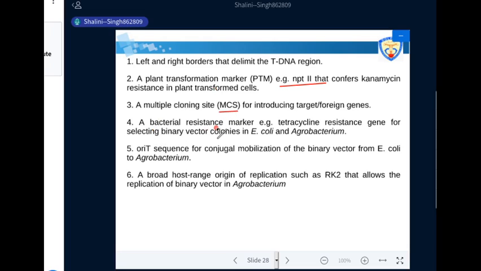A bacterial resistance marker, for example, tetracycline resistance gene, for selecting binary vector colonies in E. coli and Agrobacterium. The oriT sequence for conjugal mobilization of the binary vector from E. coli to Agrobacterium is there. And there is a broad host-range origin of replication such as RK2 that allows the replication of the binary vector in Agrobacterium.